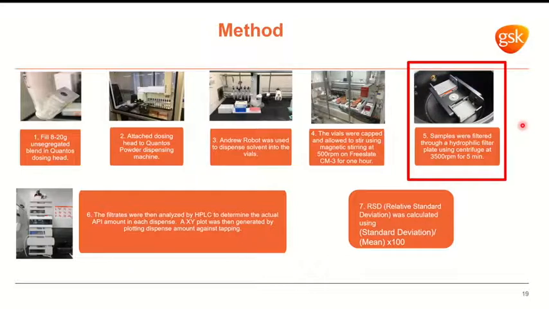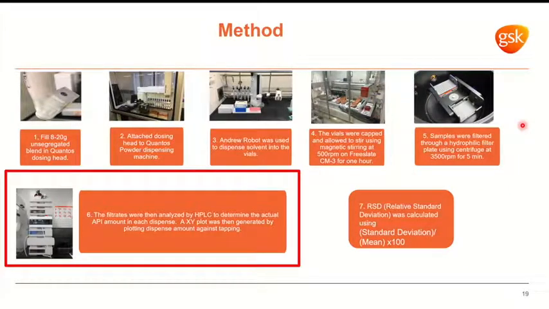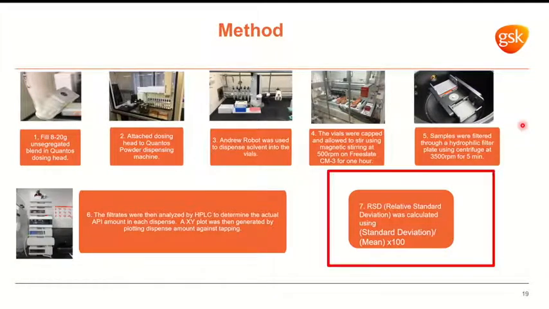Now the API has passed through the filter, it is the filtrate, and the next step is that we want to quantify the amount of API in the solvent, and doing that will tell us what was the dispensed API quantity. Lastly, we are going to do some statistical test, especially the RST, which is going to help us determine the amount of segregation. What RST basically does is that we take standard deviation divided by mean in order to homogenize the samples with respect to their mean, and multiply it by 100.